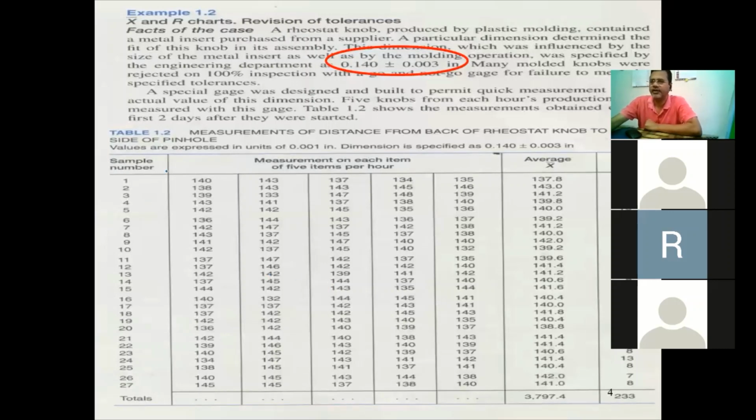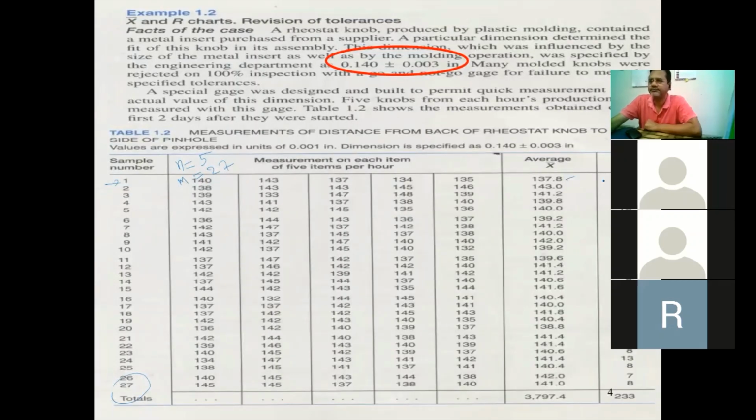So what is my answer? I always raise this question: n is equal to 5. Don't say always 5; in this case it is 5. m is always 25, but in this case m is equal to 27. Clear? So the first subgroup is 140, 143, all in inches, my dear friends.